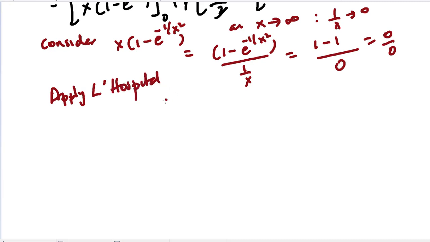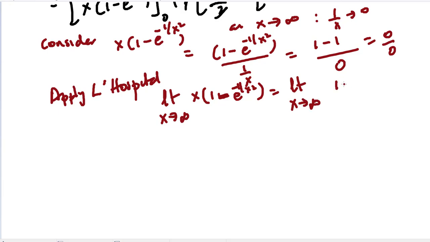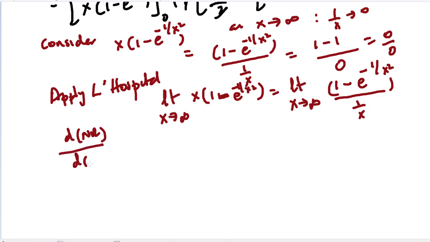So we have to evaluate the limit as x tends to infinity of x times (1 − e raised to the power of negative 1 over x squared). I have rewritten this as the limit as x tends to infinity of (1 − e raised to the power of negative 1 over x squared) divided by 1 over x. Now L'Hopital's rule is nothing but differentiation of the numerator divided by differentiation of the denominator.